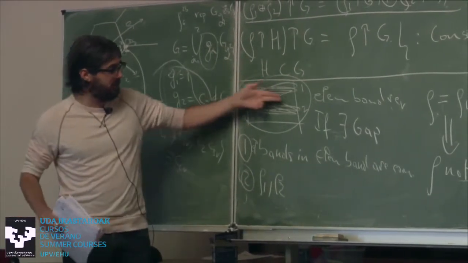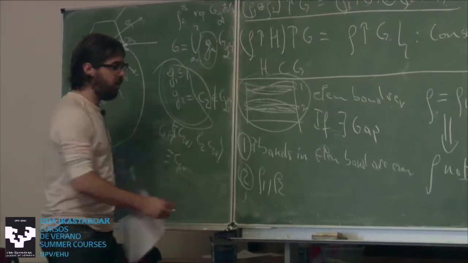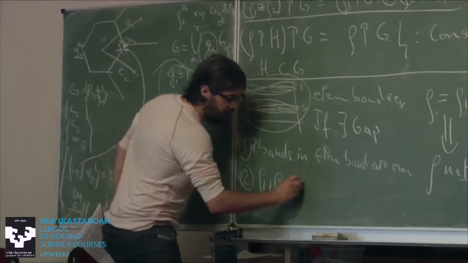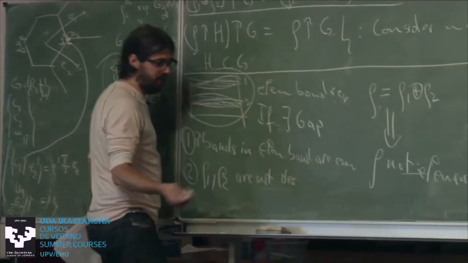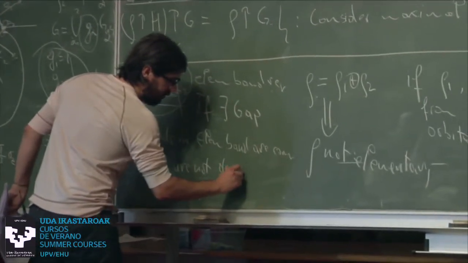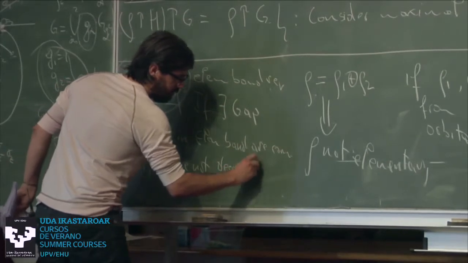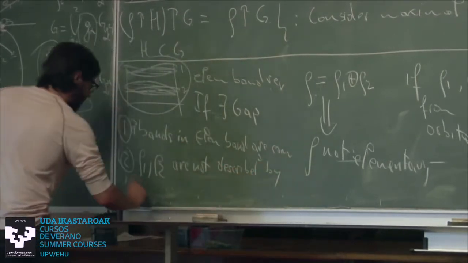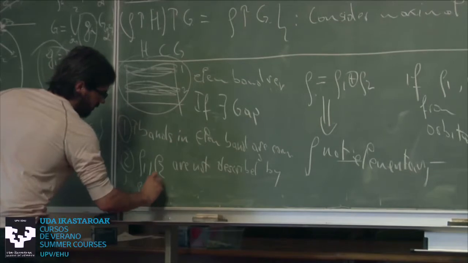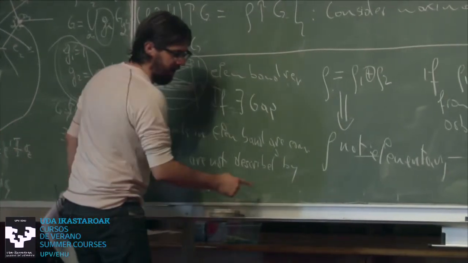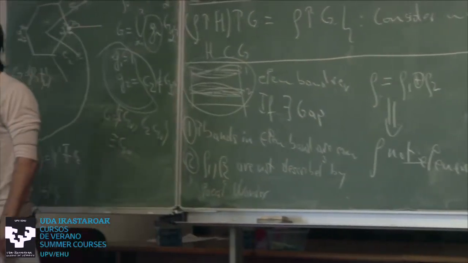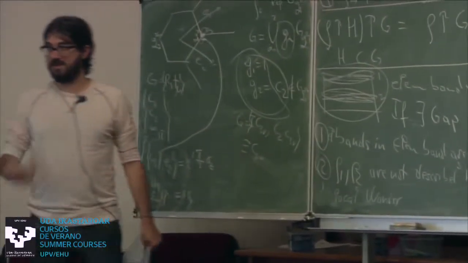Either I cannot put a gap here to separate them, or rho 1, rho 2 are not described by localized Wannier orbitals. And this second one means they're topological. This is the definition of topological, right?